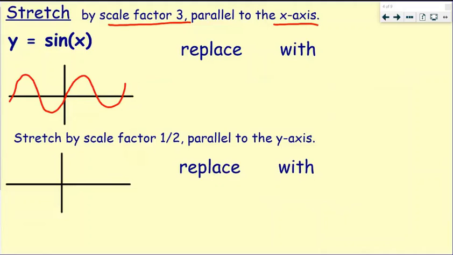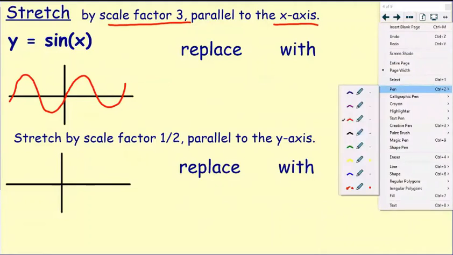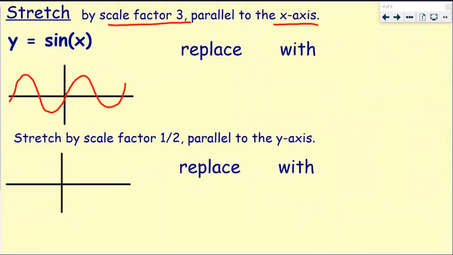So let's draw that. So here we go. This has got to be 3 times bigger. So we're going to get something that looks like this, and it's just going to continue all the way down there. And again, something that looks like that. It's going to be really quite large.